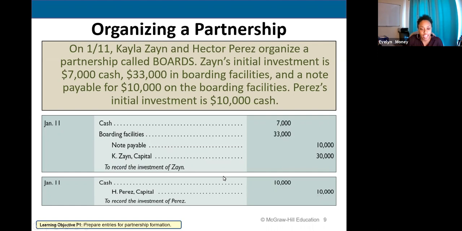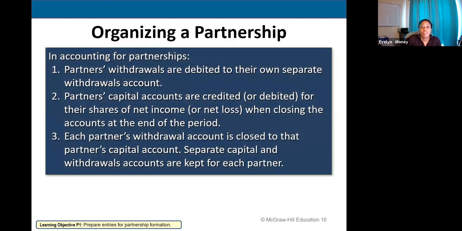So this is the same stuff you saw in accounting one when the owner brings money or assets into the business. Now we can have two capital accounts or three capital accounts. The same way we have to keep track of each partner's contributions, we have to keep track of each partner's withdrawals. So we have separate withdrawals accounts now.